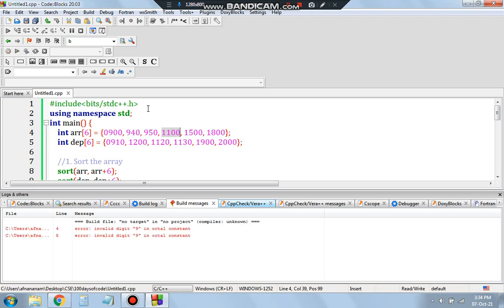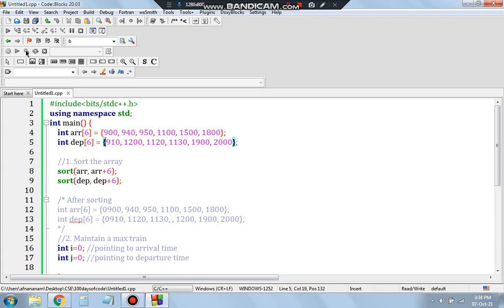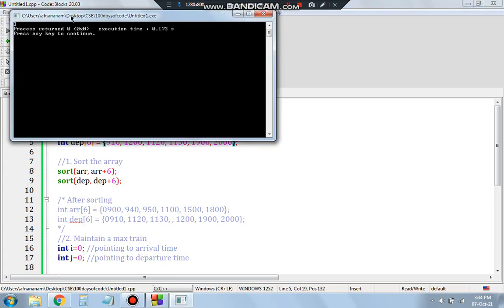So let's run this program and see what the output is in our case. Here if I write 9, it would be okay, I guess. The output should give us 3, because there are 3 platforms in the question which we have been given. So here I'm getting the answer as 3.